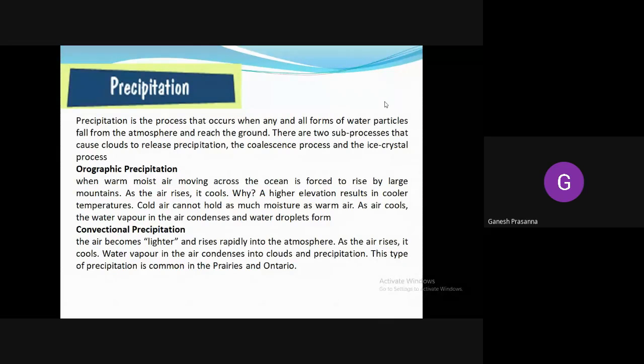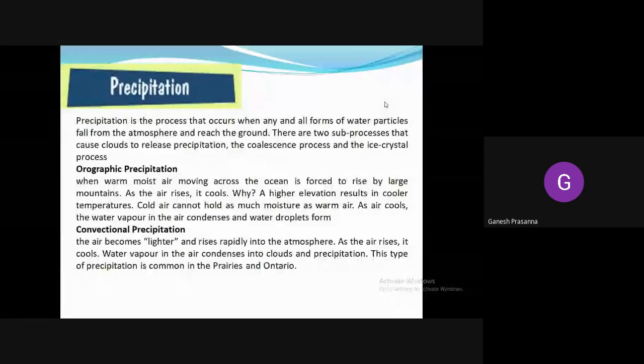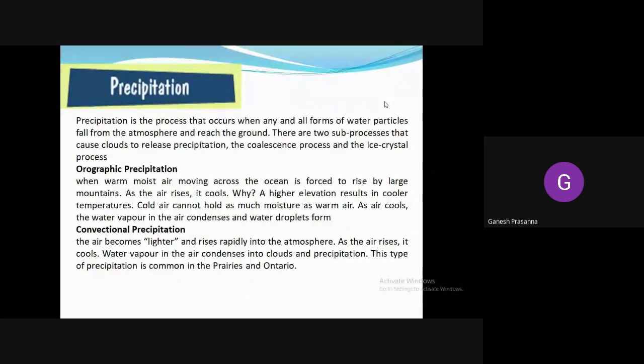There are two sub processes that cause the clouds to release precipitation: the coalescence process and the ice crystal process. There are also three important types of precipitation: orographic precipitation, convectional precipitation, and cyclonic precipitation. What is orographic precipitation?